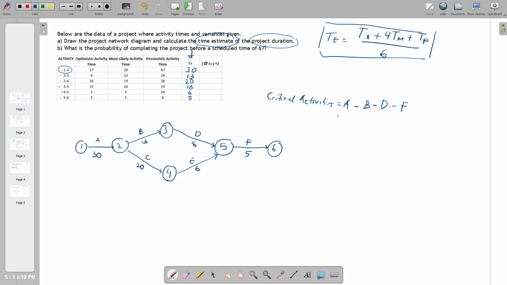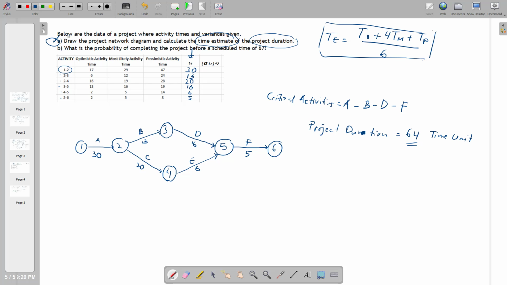Okay, A, B, D, F with duration of, sorry. What is the duration of the project? 64. Project duration equal to 64. 64 weeks, or what is this? Not defined. Okay, 64 time unit. There, we finished question A.